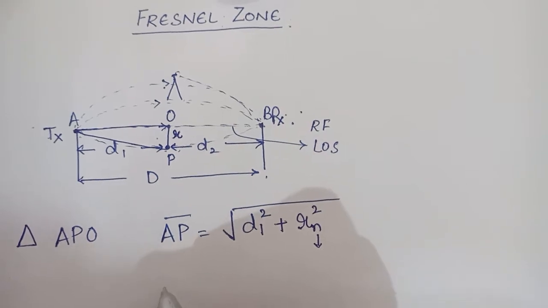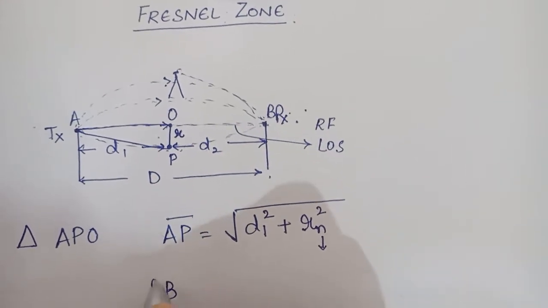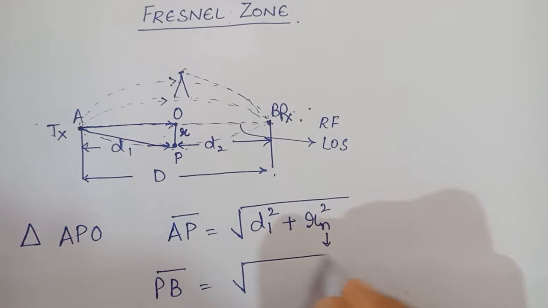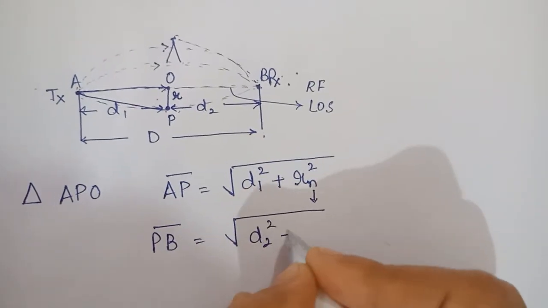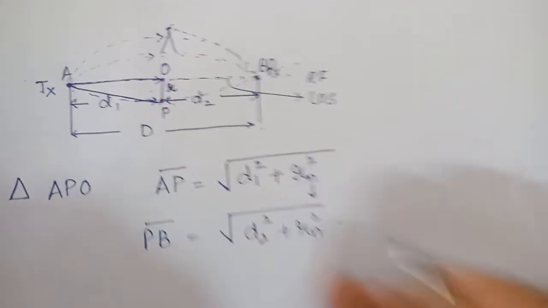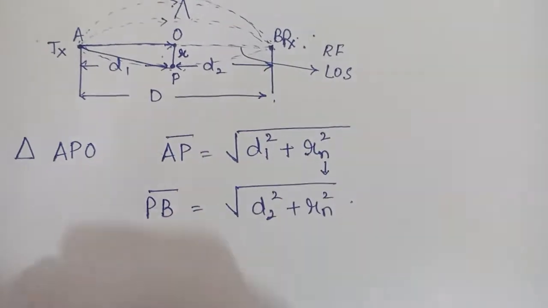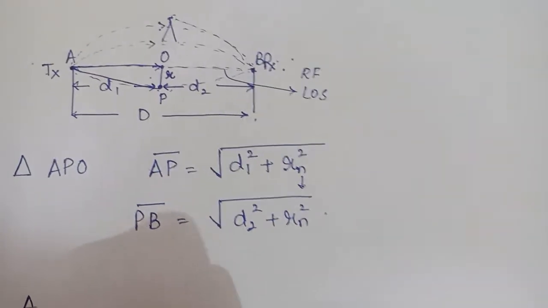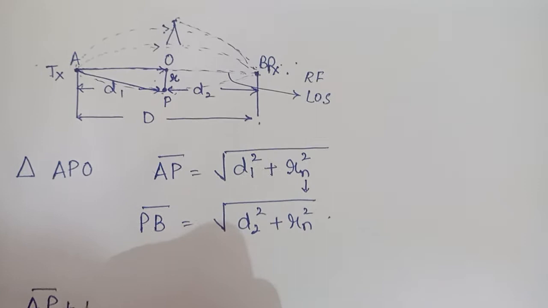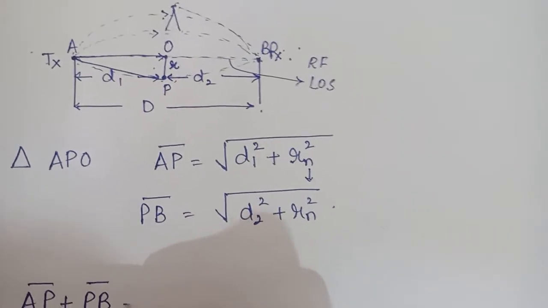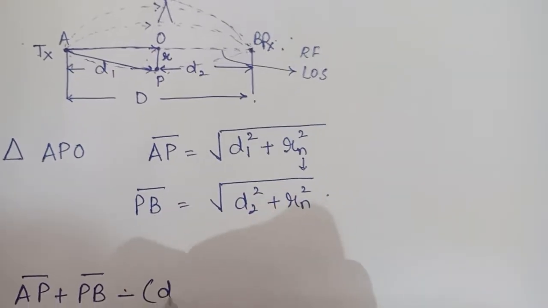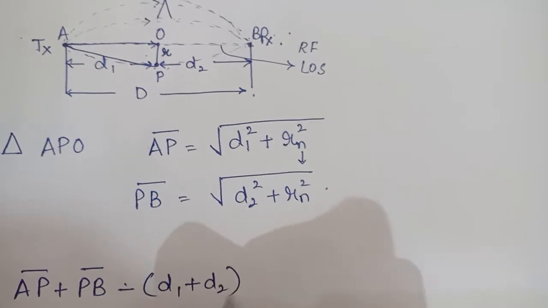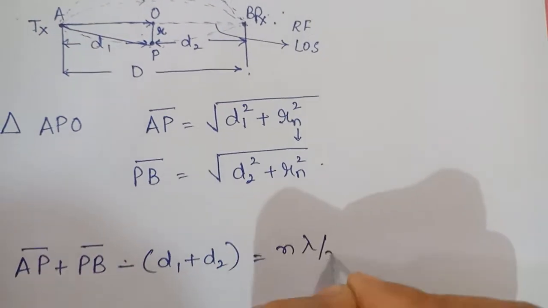Value, what will be BP or PB? That will be equal to the square root of D2 square plus Rn square. So this AP plus PB plus minus D1 plus D2 will be equal to n lambda by 2.